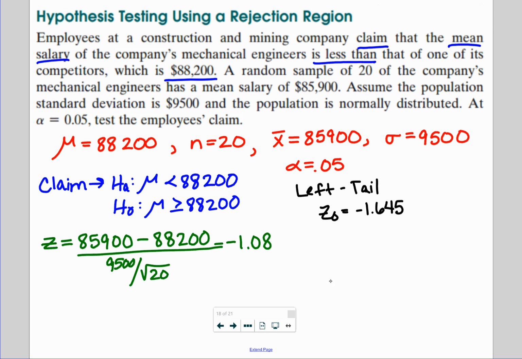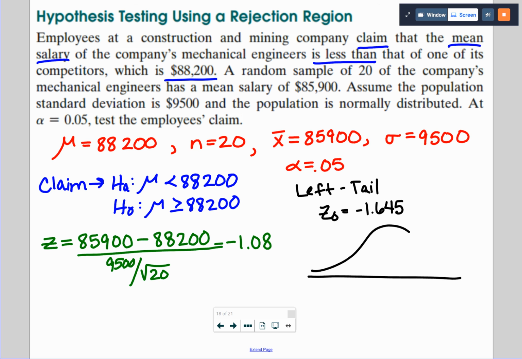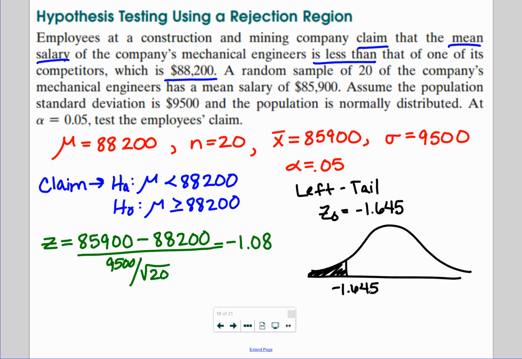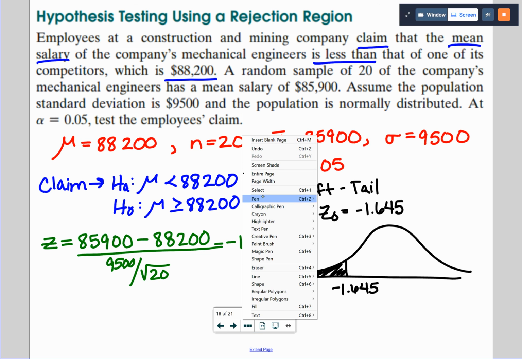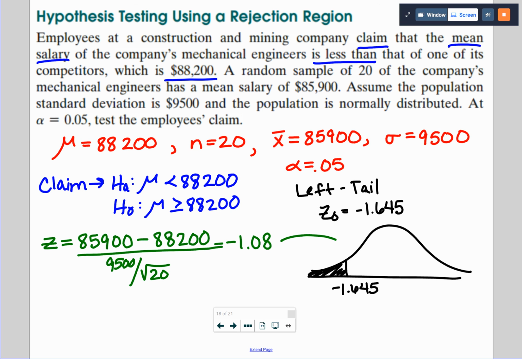All right, so let's get a little picture of this. I have a left tail test. The rejection region starts at that critical value, negative 1.645. I have a z-score of negative 1.08 from our data, from this sample. Is that in the rejection region? It is not in the rejection region. Negative 1.08 would be to the right of negative 1.645. So if it is not in the rejection region, what do we do? Reject or not reject? We do not reject.